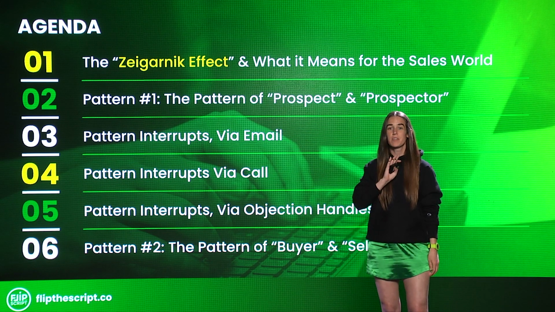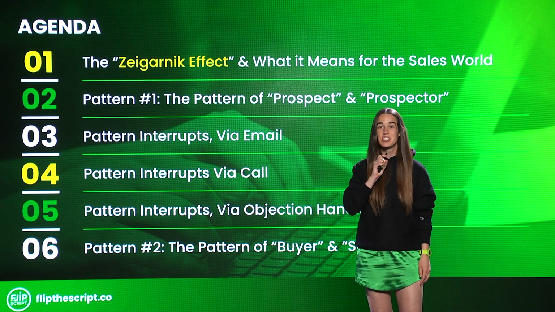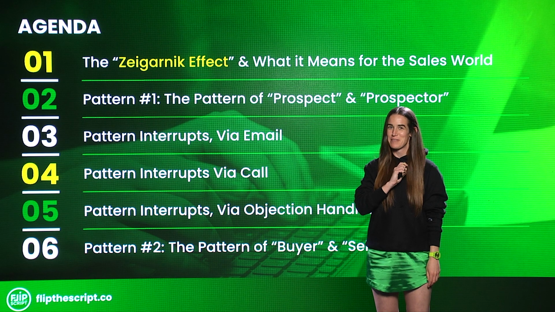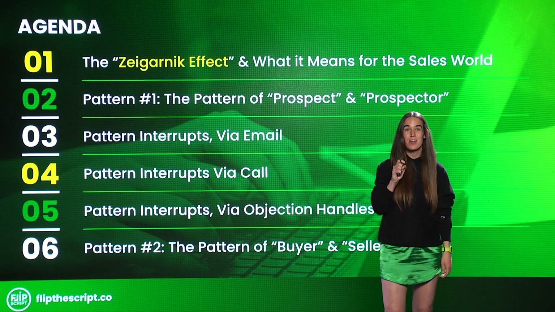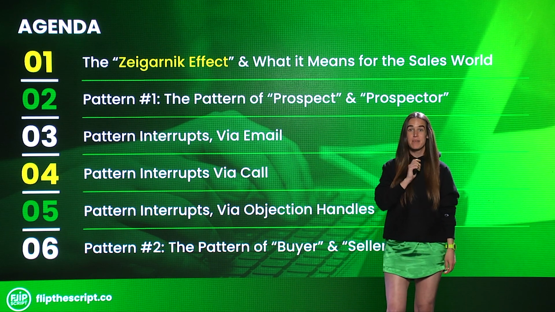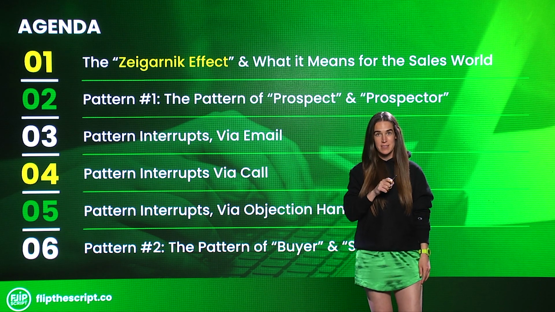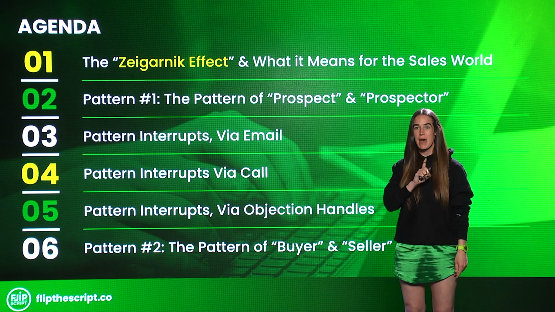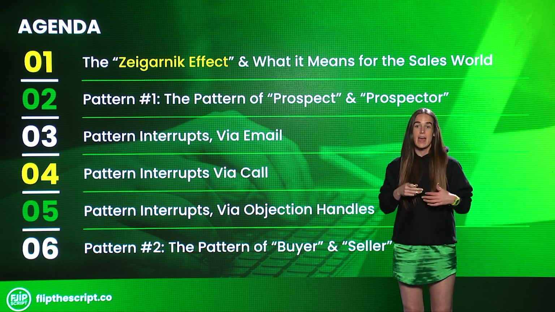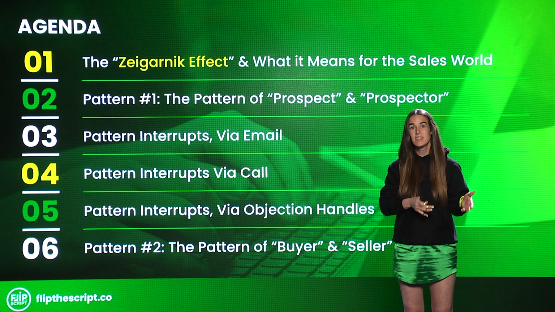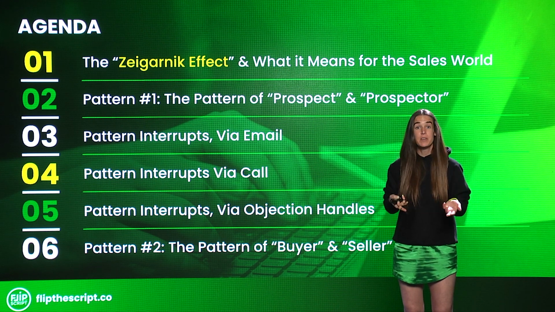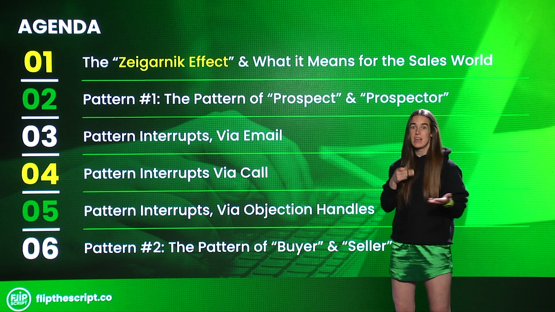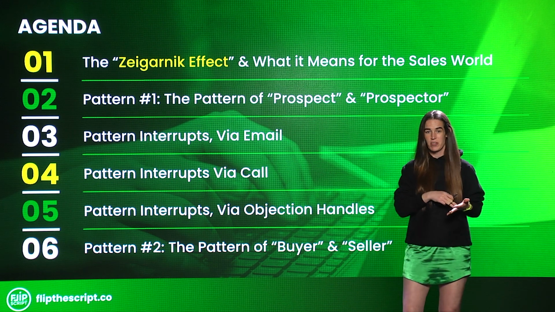So I first want to start with an agenda. This is going to be a pretty lengthy agenda, but I promise a really fun session. We're first going to start off with the Zeigarnik Effect, what that means for the sales world and how it applies. Number 2, we're going to go into the first type of pattern, which is the pattern of what normally happens between a prospect and a prospector. We'll then go into pattern interrupts for that pattern via email, via call, and via objection handling.